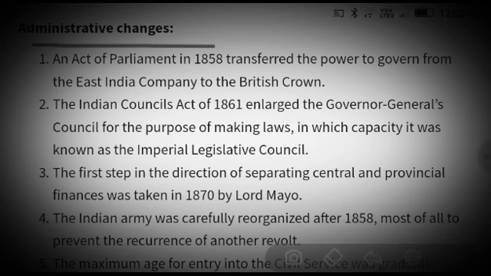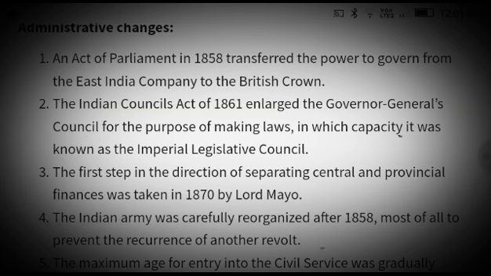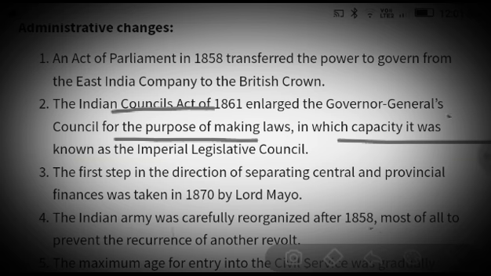Administrative changes. The Act of Parliament 1858 transferred the power to govern from the East India Company to the British Crown. The Indian Councils Act of 1861 enlarged the Governor General's Council for the purpose of making laws, in which capacity it was known as the Imperial Legislative Council.